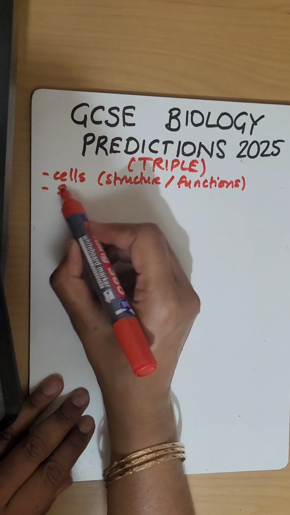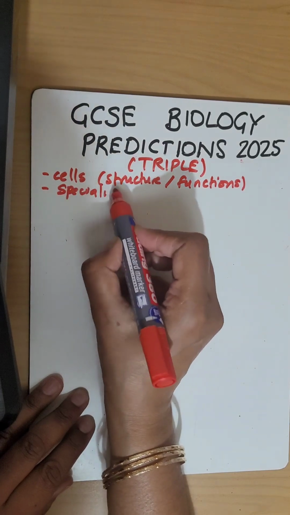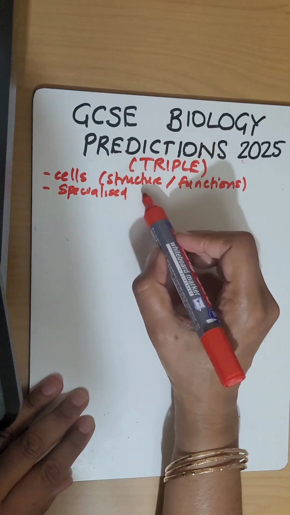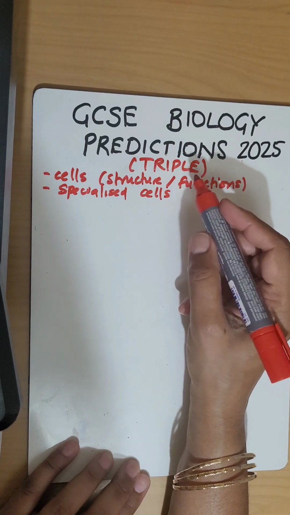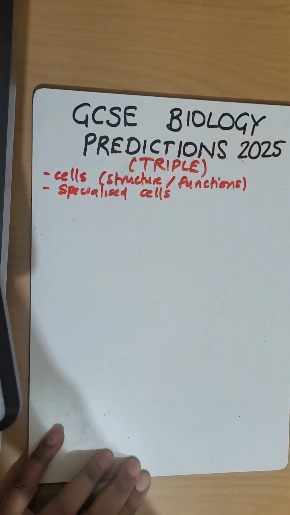You then also have the specialized cells, so you might want to be able to explain the sperm that has a tail to swim. You might want to talk about a red blood cell that doesn't have a nucleus because it's got a large surface area, and why they are specialized in their different ways, and so on.